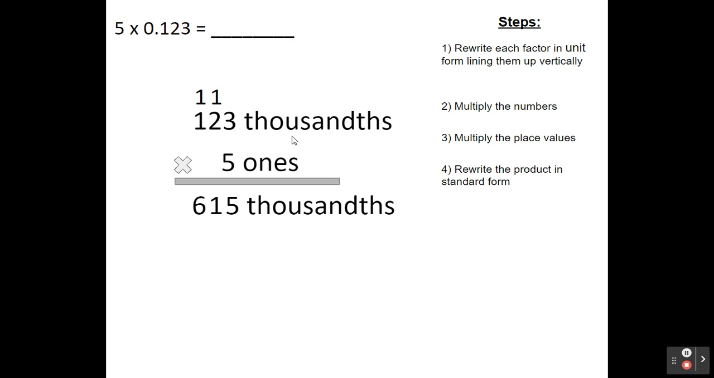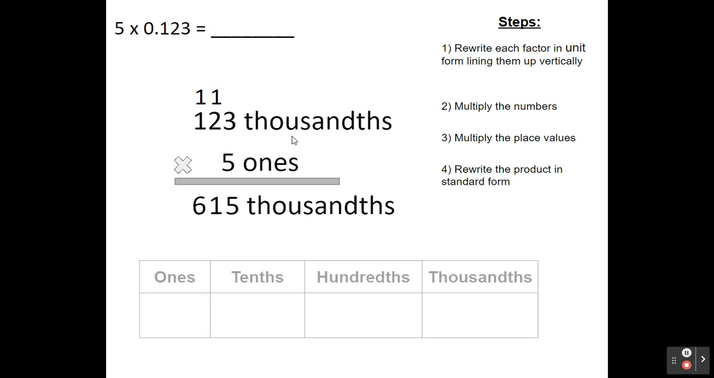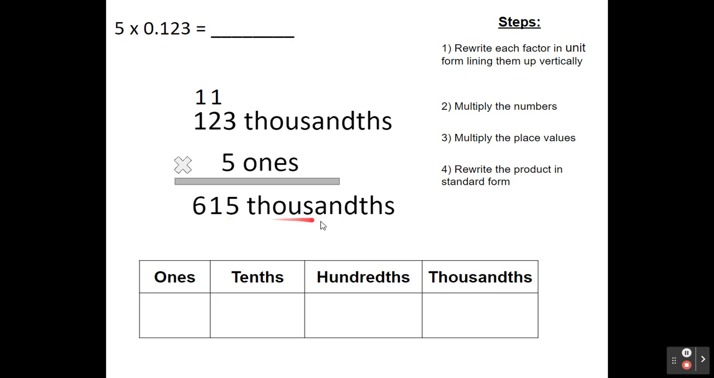Now let's rewrite the product in standard form. We can use this place value chart to help us. So we're going to place 615 thousandths in the place value chart. Since the 5 is the last digit, that's the number that's going to go in the thousandths place. The 1 is regrouped to the hundredths place, and the 6 is regrouped to the tenths place.